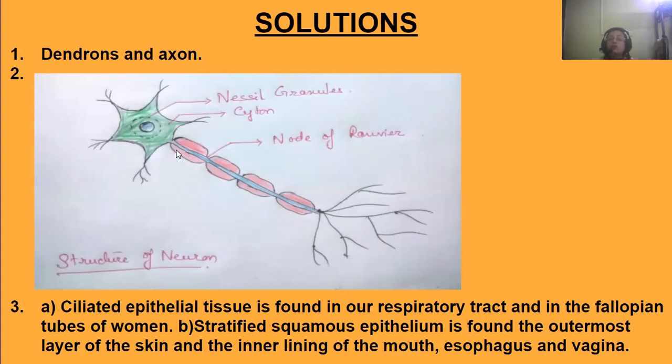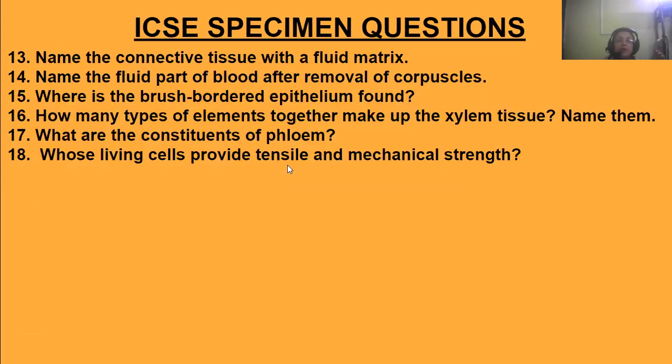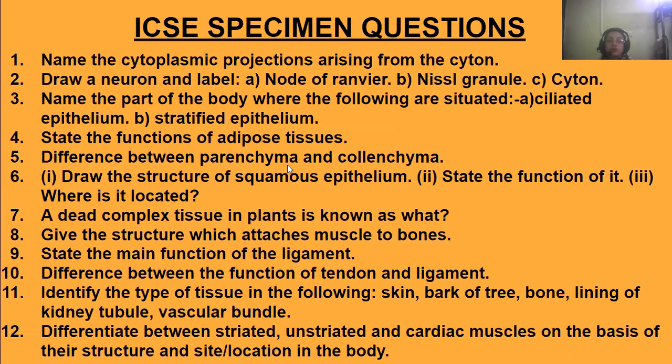The axon is covered by a pink colored sheath, which is known as the myelin sheath. This myelin sheath is broken at certain places, and those places are known as nodes of Ranvier. So these three are marked in the structure of the neuron, that is Nissl granule, cyton, and node of Ranvier. Next, we are coming to the third question.